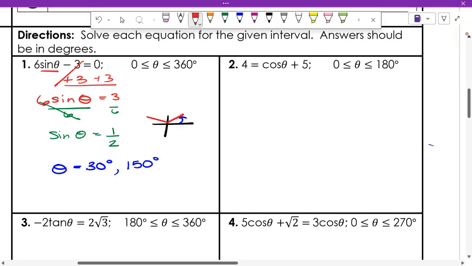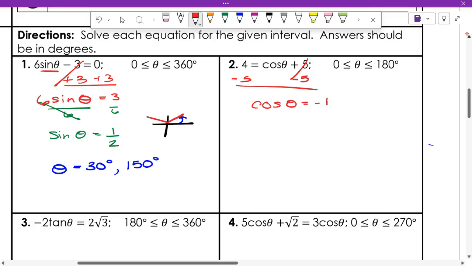Okay, so over here in number 2, now we're going to have only potentially 2 answers at most, but honestly it's probably going to be less than that, since I have between 0 and 180 degrees that I'm looking for. So let's go ahead and solve and get my trig function all by itself. That means I'm going to subtract 5 from both sides. And 4 minus 5 is -1. So cosine theta is going to be equal to -1.